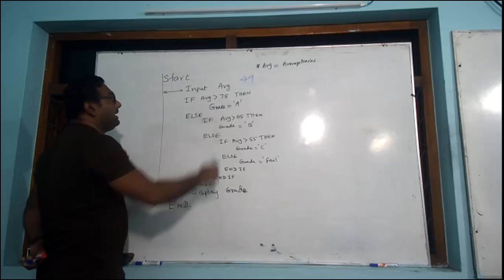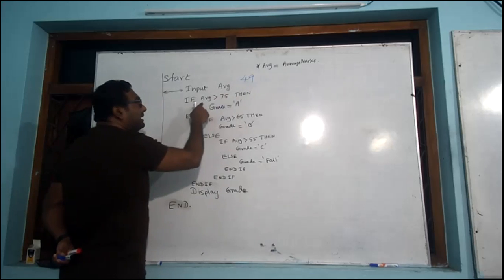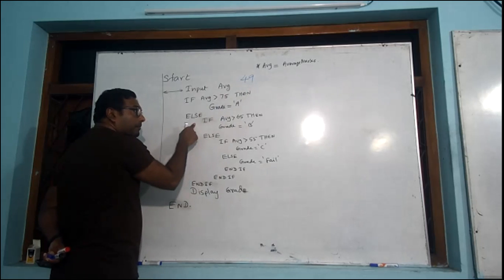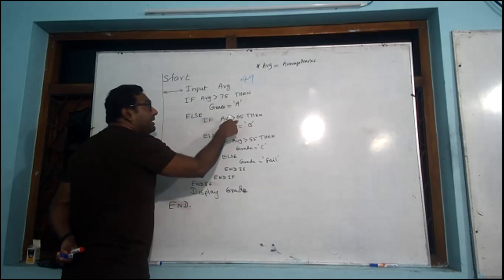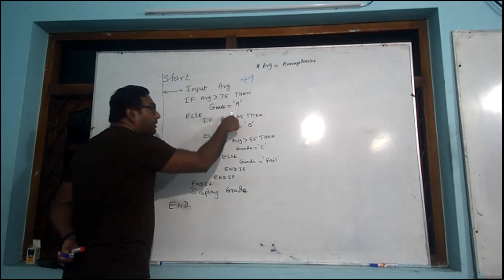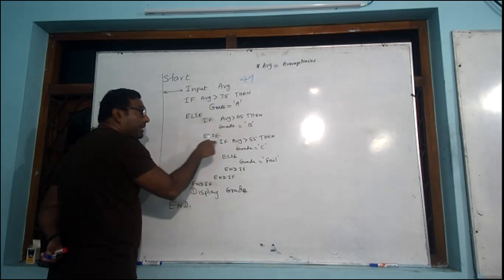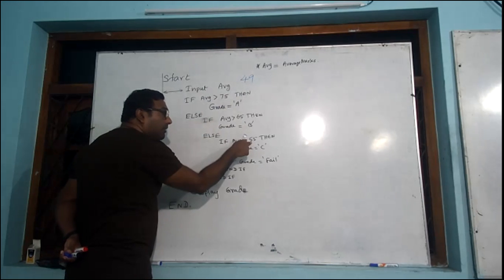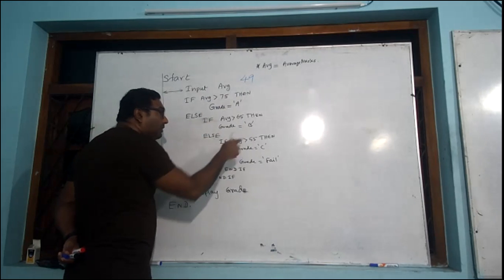Now what will happen? Average is 49. You are checking if the average is greater than 75? No. You are moving to the else part. Then you are checking if the average is greater than 65. 49 is greater than 65? No. You are moving to the else part. Again you are checking 49 is greater than 55. No. So you are moving to the else part.